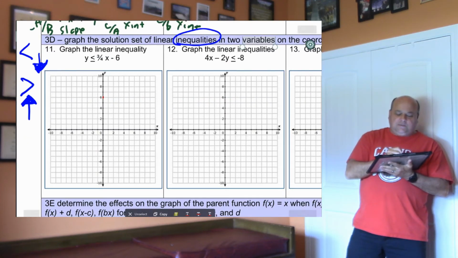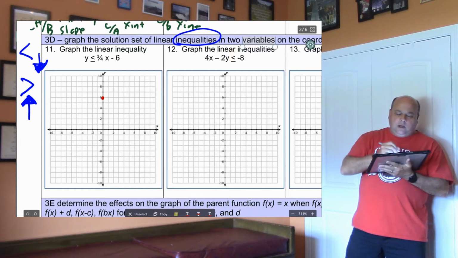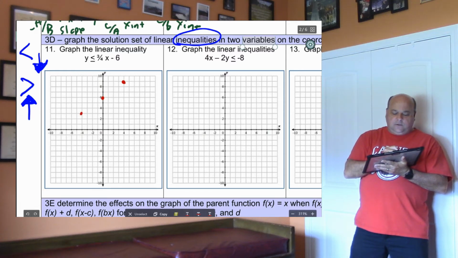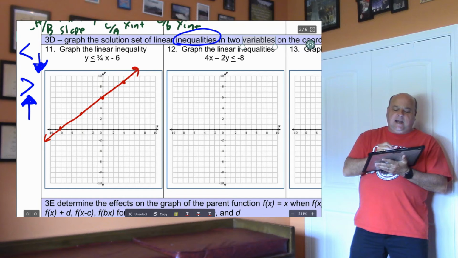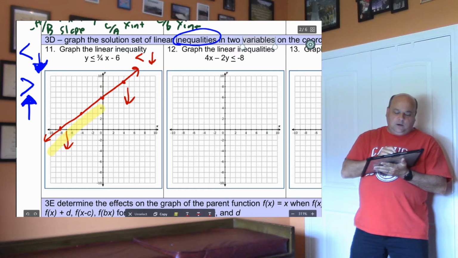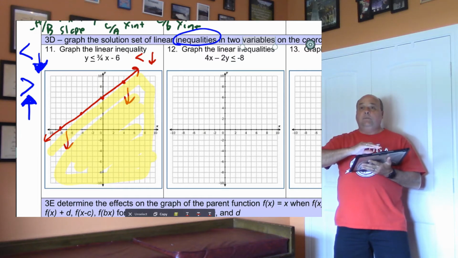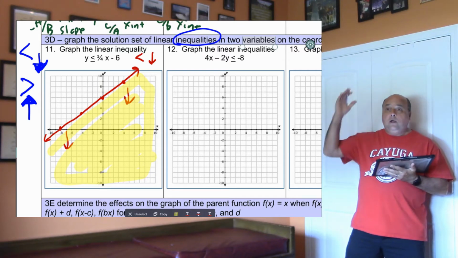Okay, right here, my y-intercept's at 6. My slope's 3/4, up 3, right 4, up 3, right 4, and then I'm going to go backwards. Down 3, left 4, down 3, left 4, so I'm right here. It has an equal bar, so it's solid. Now then, my y is positive, and I have a less than, so I'm going to shade down. So my shaded area would be down here, would it? That means all of the ordered pairs down here work. All of the ordered pairs above the line would be false. That's what you are graphing, okay?